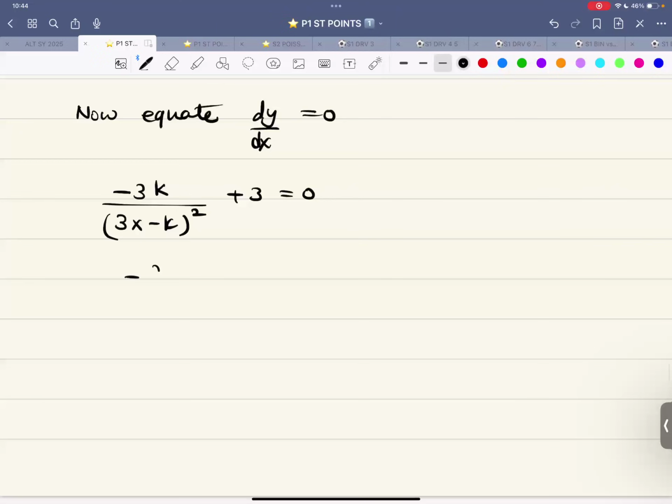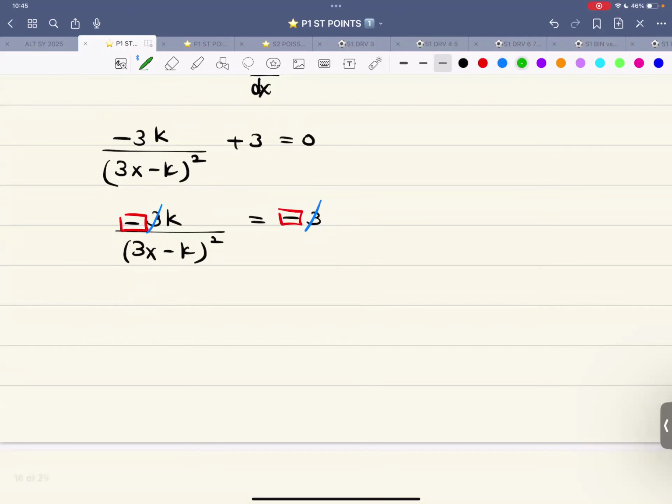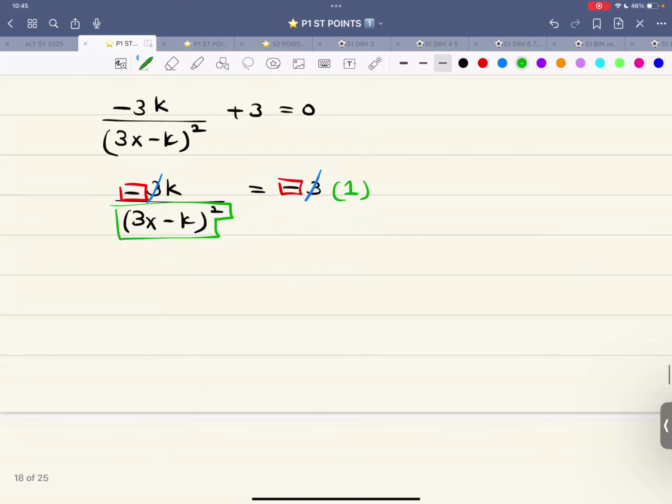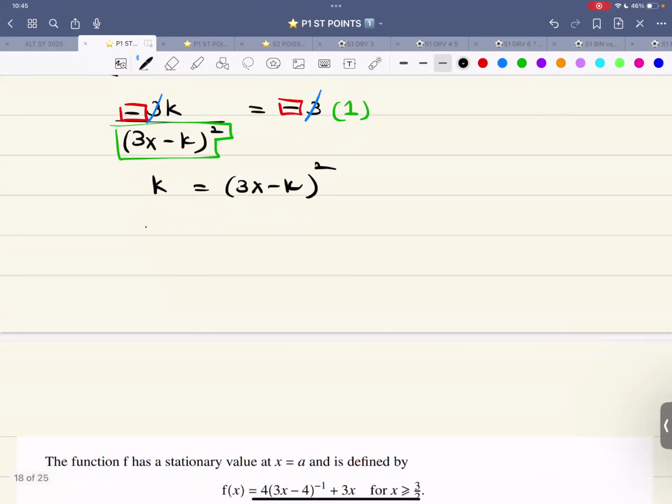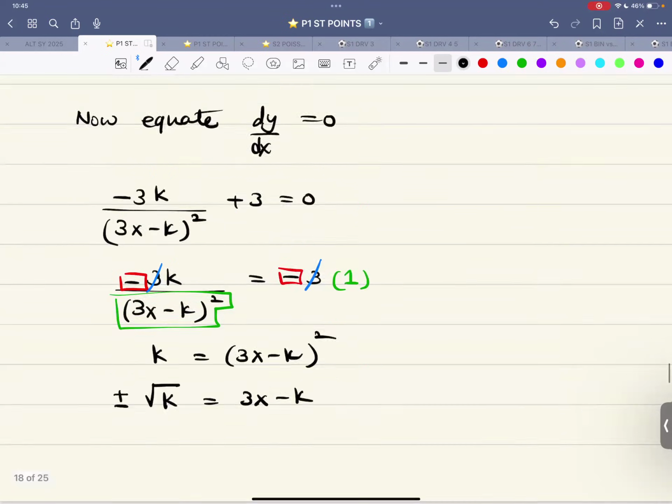Be very, very careful. Minus 3k over 3x minus k, the whole thing square is equals to negative 3. First, get rid of the negative sign. Then get rid of this 3. And now we are left with a 1 and cross multiply. This k remains as it is. This thing will multiply with this. So therefore, k is equals to 3x minus k, the whole thing square. Take square root. Square root of k is 3x minus k with a plus and a negative sign.